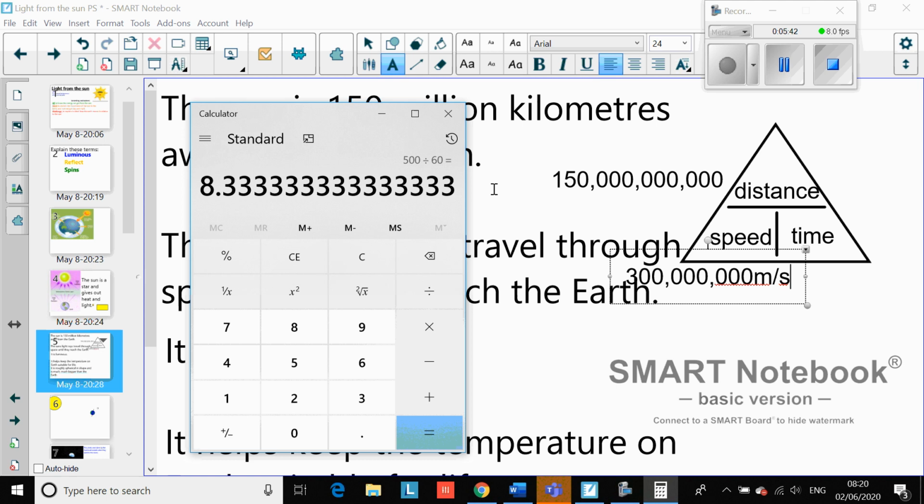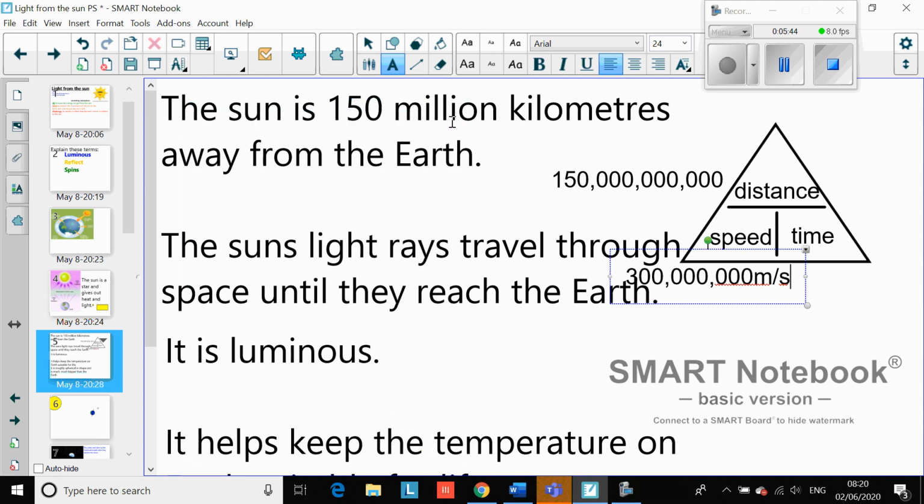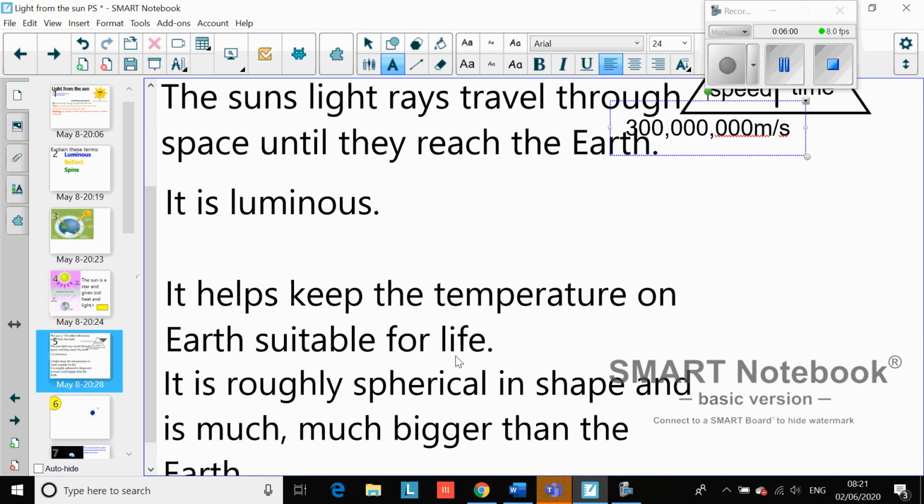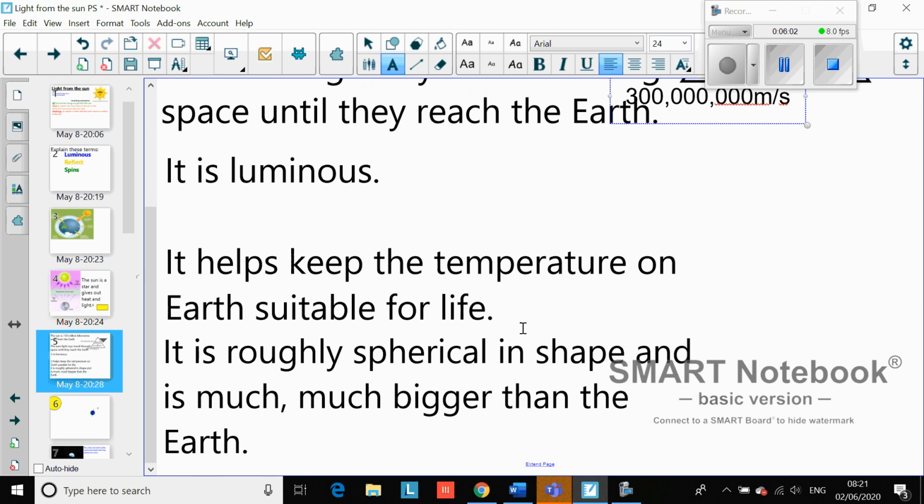Okay, so if the sun were to suddenly just switch off right now, you won't find out about it for another 8 minutes, because that's how long it would take the last light to get to Earth. Okay, interesting little thing there. So the sun's light helps keep the temperature on Earth suitable for life. It's roughly a sphere, and it's much, much bigger than the Earth.